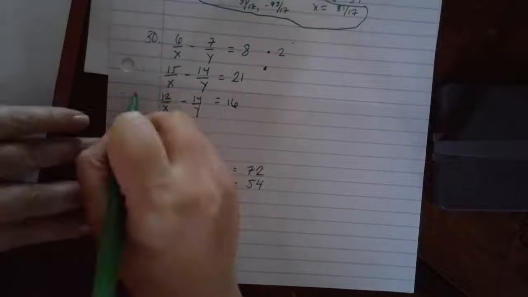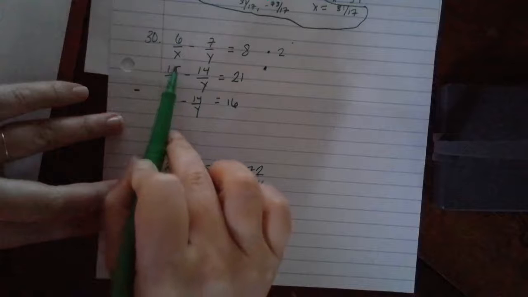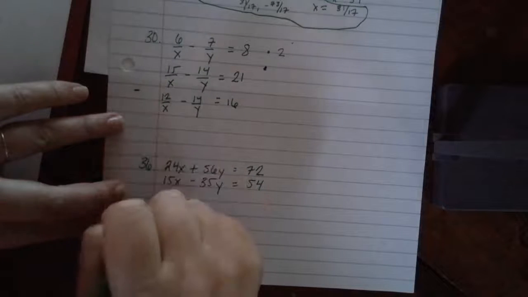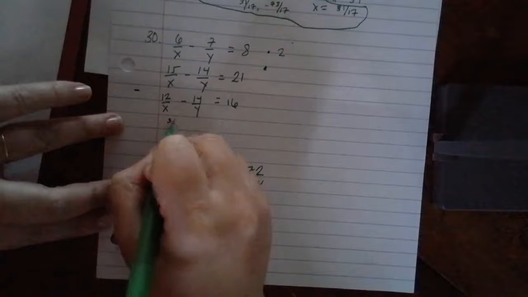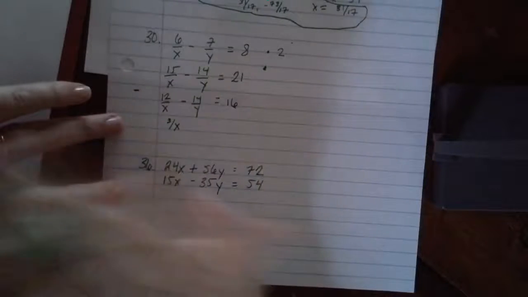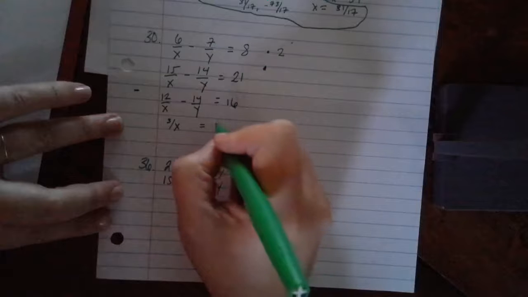Now, the signs are the same, okay? And so I've got 15 over x minus 12 over x, okay? Which does equal 3 over x. 14 over y minus 14 over y equals nothing. And 21 minus 16 equals 5.